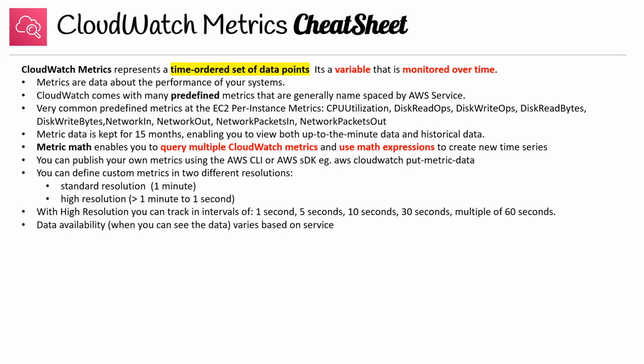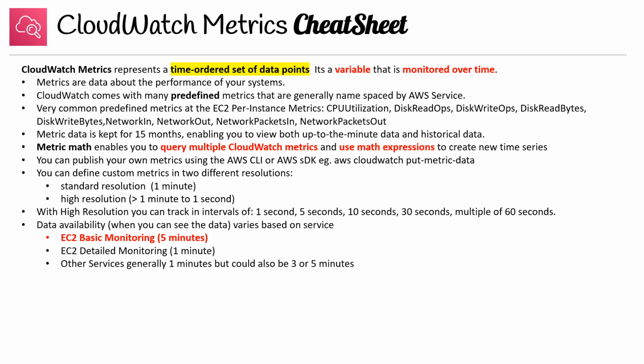For data availability, this is when you'll actually be able to see the data. It varies based on service. The one I really want you to remember is that EC2 basic monitoring is 5 minutes. So if you launch an EC2 instance, it's by default 5 minutes. This will throw you off because most services are 1 minute. If you want 1 minute with EC2, you've got to turn on detailed monitoring. That costs money, but every other service will generally be 1 minute.